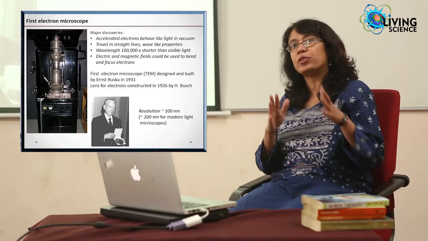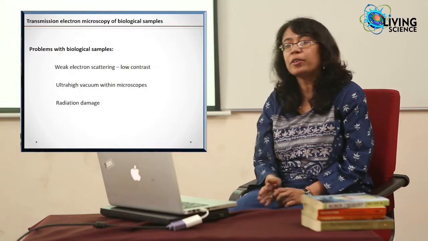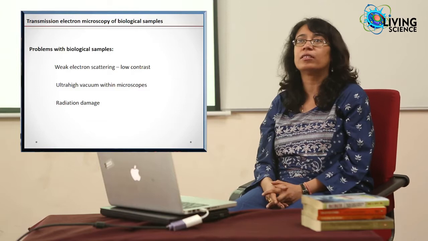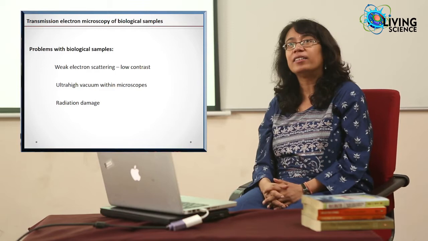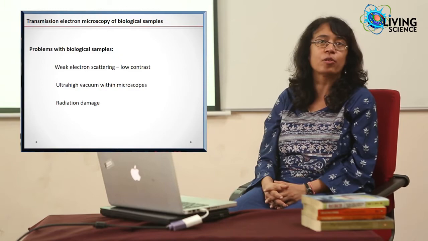Now, when we're talking about biological samples, though, electron microscopy and biological samples don't really match. I mean, it's not like a marriage made in heaven. The reason being that biological samples are primarily made of carbon, hydrogen, oxygen, nitrogen. So we're talking about material which are weak electron scatterers. So the images that one obtains are very low contrast, and it's very difficult to say what you're looking at.